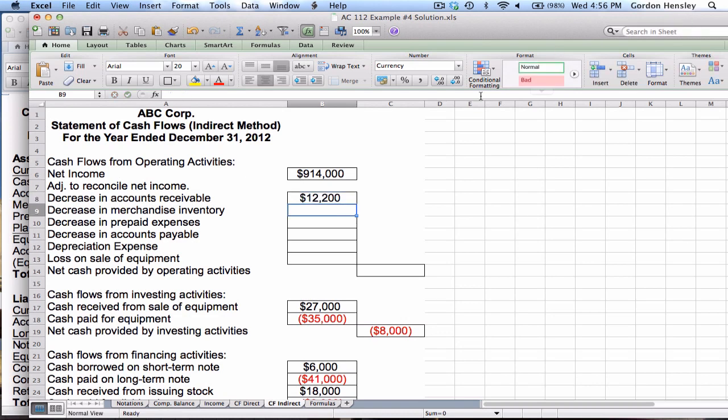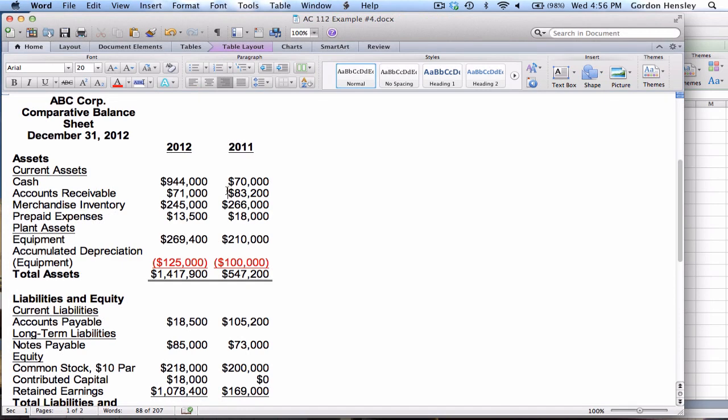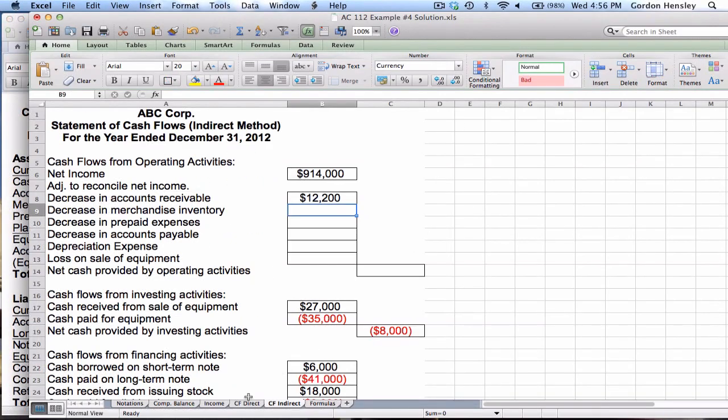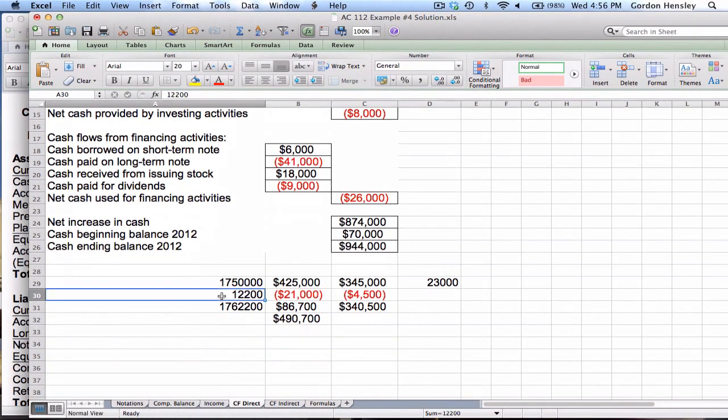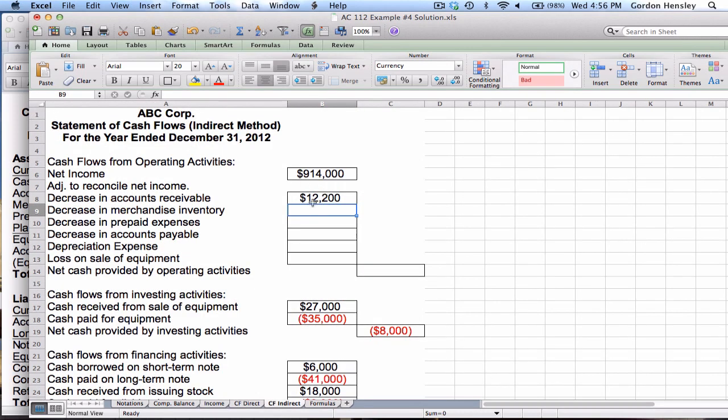Now, how do I know that it was 12,200? I could get that number a couple different ways. I could deduct that, but also I actually have already calculated that. Remember when I did these formulas? Right there was my decrease in accounts receivable. So that's where that comes from.